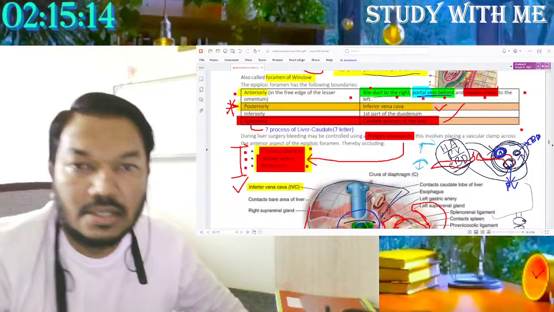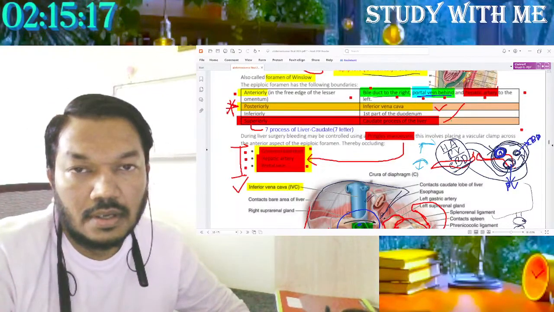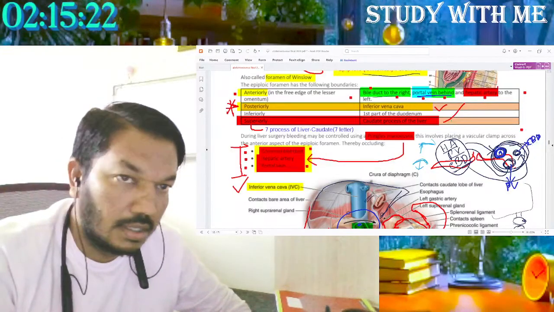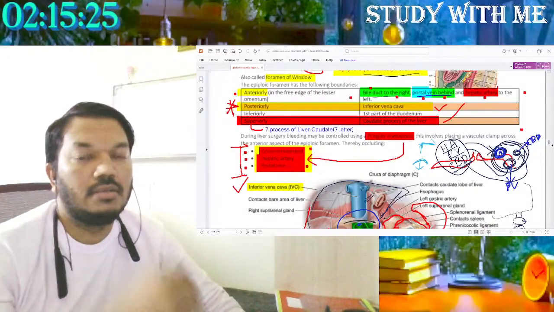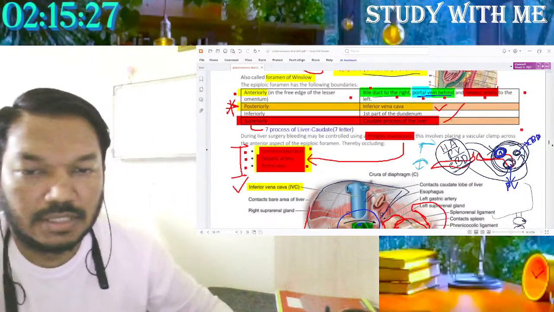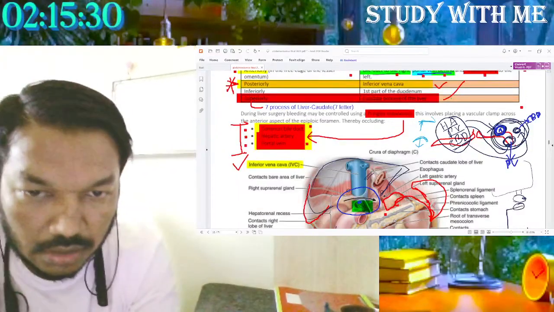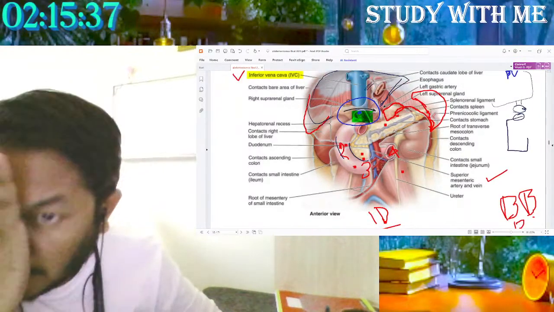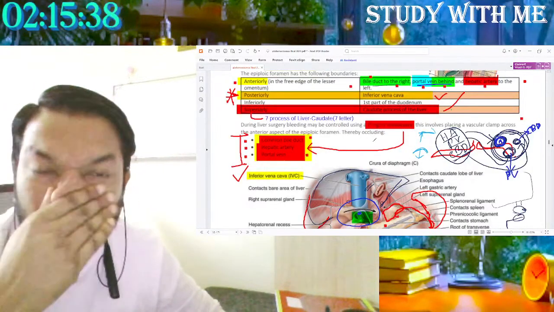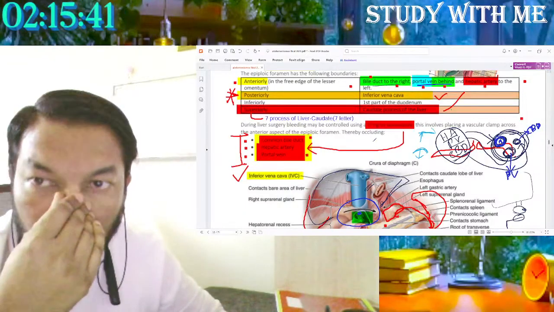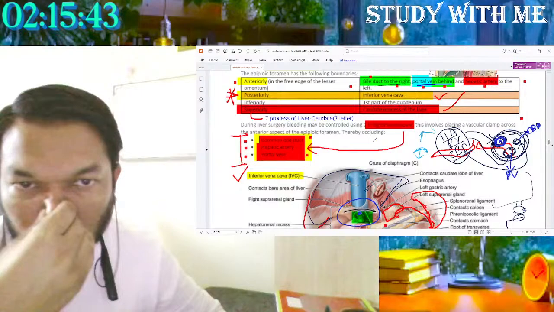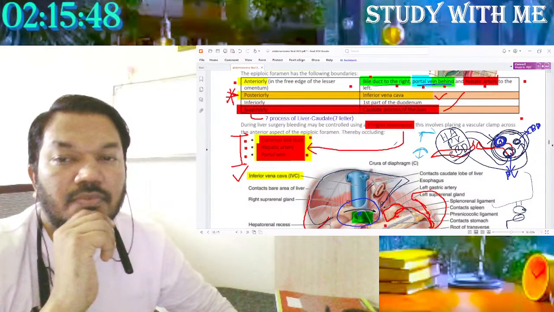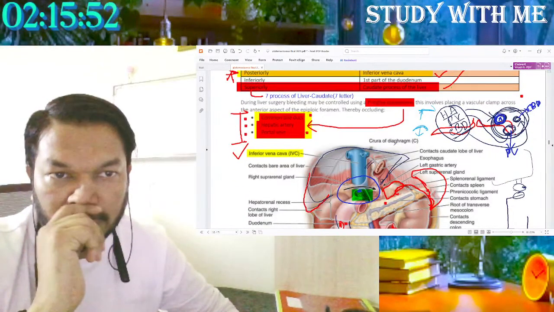Then anteriorly we have these structures: bile duct to the right, portal vein behind, and hepatic artery to the left. Then posteriorly, you can see this picture. Posteriorly, this big structure. What is this big structure? Posteriorly, inferior vena cava. Very good. And superiorly, we have the caudate lobe of the liver. And inferiorly, first part of the duodenum.